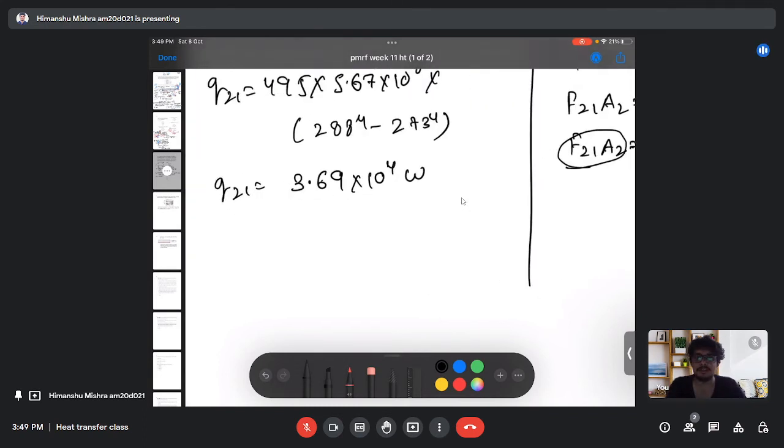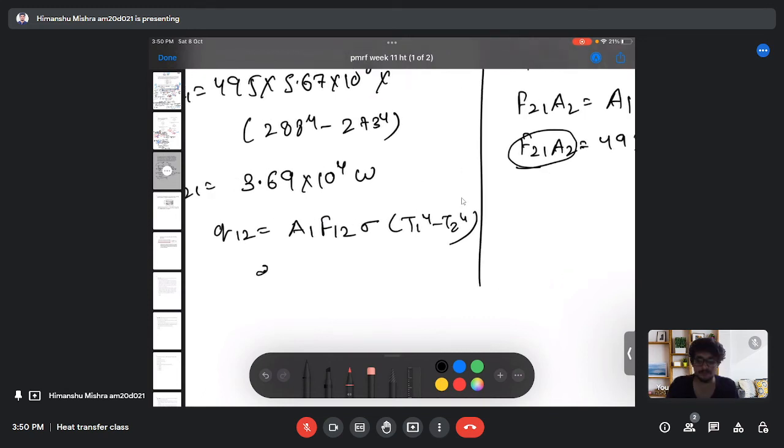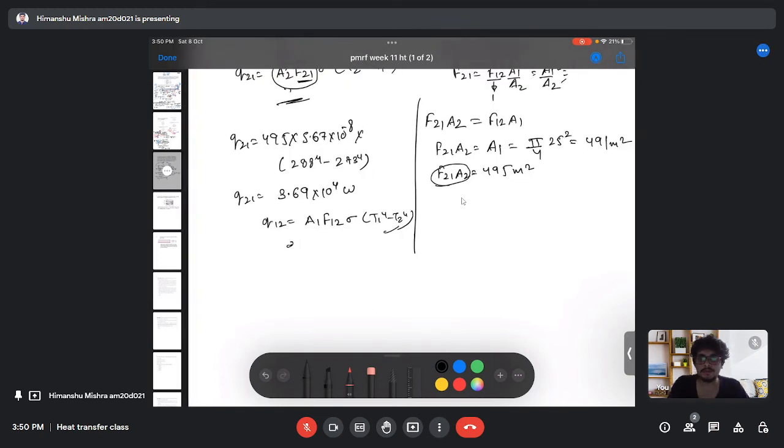Similarly, if you want to find the heat transfer from surface 1 to surface 2, it will be given as A1 F12. So this will be the relation in that case. So let's move to a different question.